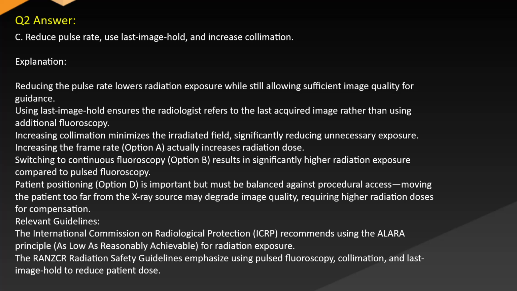Increasing the frame rate actually increases radiation dose. Switching to continuous fluoroscopy, option B, results in significantly higher radiation exposure compared to pulse fluoroscopy. Patient positioning, option D, is important but must be balanced against procedural access. Moving the patient too far from the X-ray source may degrade image quality, requiring higher radiation doses for compensation.